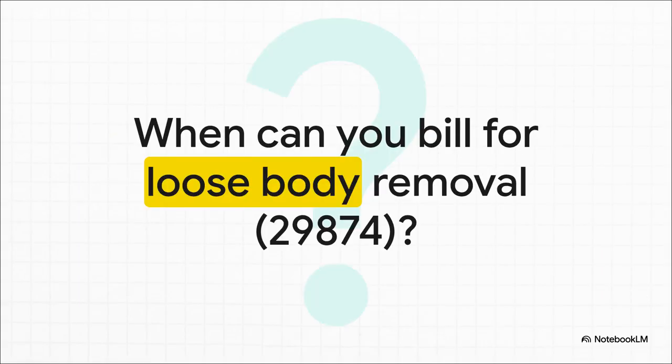Now, what about loose body removal? Code 29874. This covers taking out fragments like an osteochondritis dissecans piece. You'd think that's straightforward, right? Well, generally speaking, removing a loose body is just considered an inherent part of whatever else you're doing in that knee compartment, so it's usually not separately billable. So when can you actually bill for it? The answer is, honestly, kind of wild.